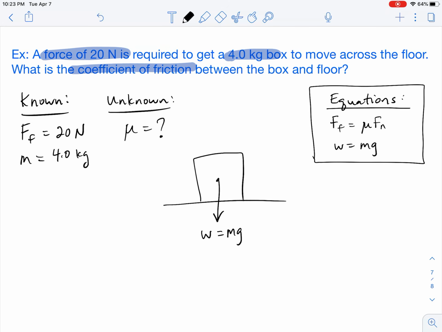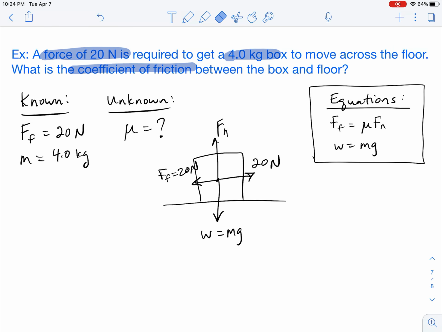The surface is pushing up on the box. We call that the normal force. And then we said that a force of 20 newtons, so I'm going to say it's being pushed to the right, is what overcame our friction force. So in that moment, the friction force was also 20 newtons. We were able to overcome that with 20 newtons of force. So we'll just label that the friction force as well.